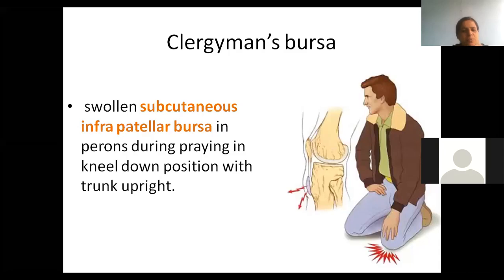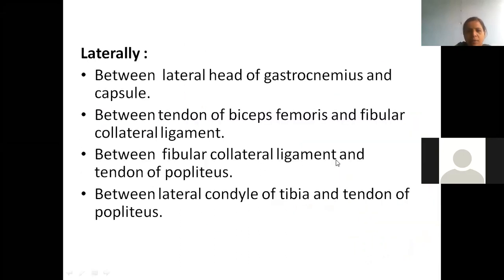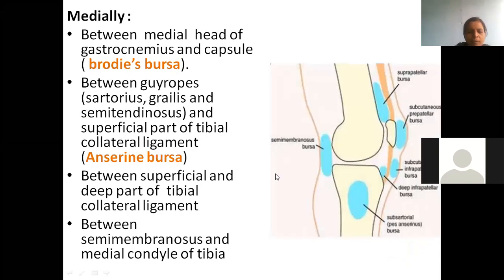Now see, Cashman's bursa is a swollen subcutaneous infrapatellar bursa in persons during praying in the kneel-down position with the trunk upright. Okay. Then the other bursae we have is between the medial head of gastrocnemius and the capsule. We have Brody's bursa. All these bursae are important because bursae itself can be a short note.